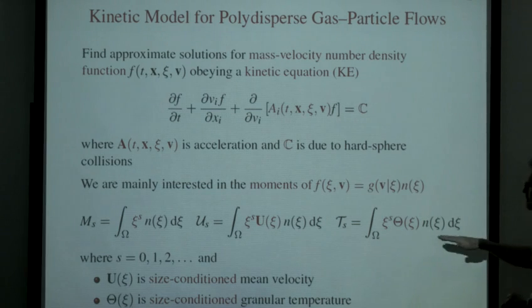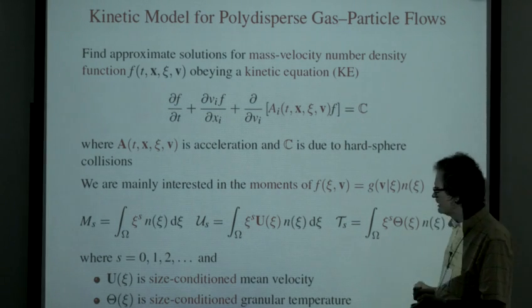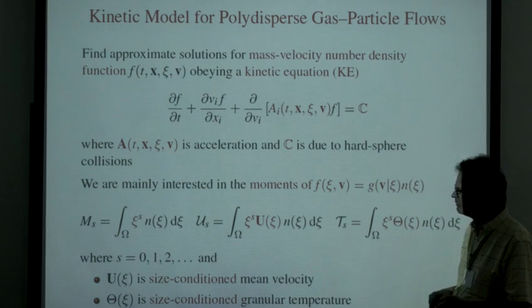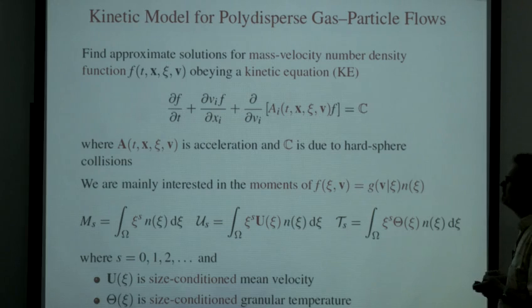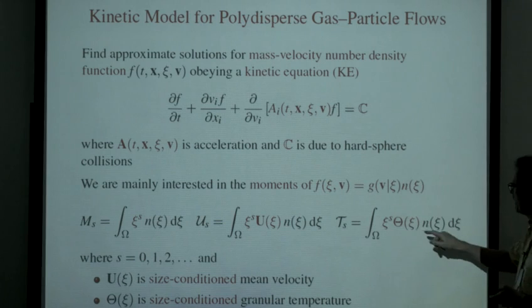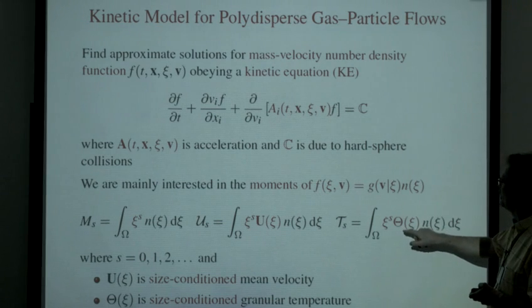And then I'm going to only use granular temperature for this example. So I'm going to stick to second order, but just the trace of the second order tensor. So theta will be the conditional granular temperature again. You take all the particles with the same mass, you take their velocity fluctuation squared, and this is the average of those. This is a small set of moments, but this is the minimum set you need to describe the flow.